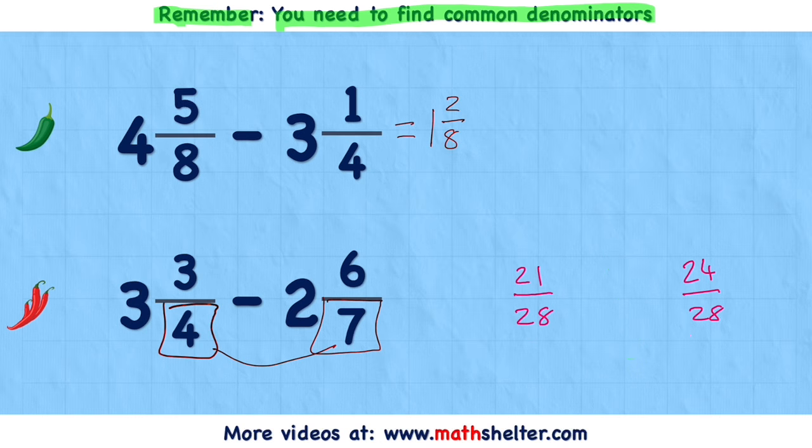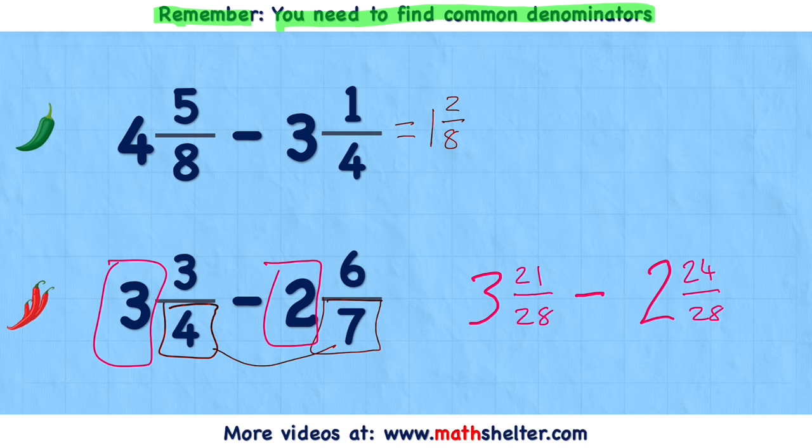So let's do that. And now I need to put back my whole numbers. I had a 3 and a 2. So I have 3 and 21/28 subtract 2 and 24/28. Now I'm actually ready to start subtracting.